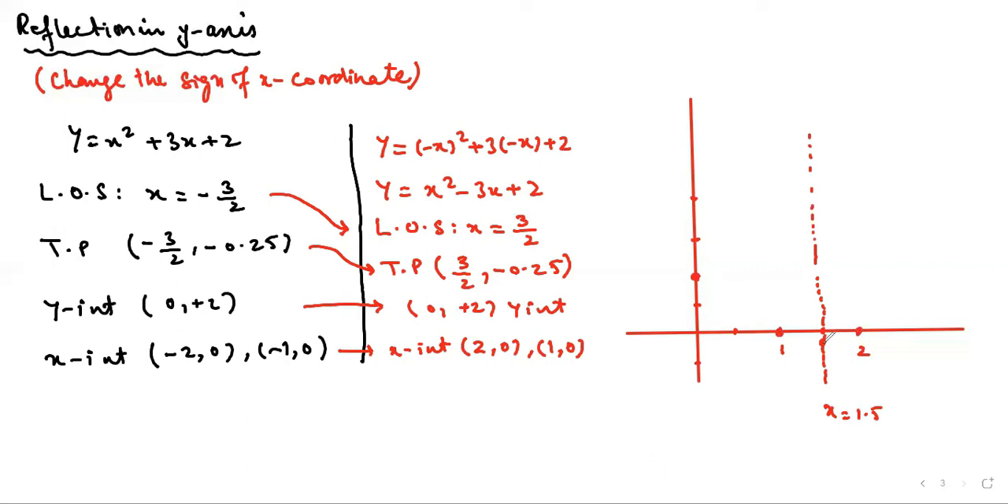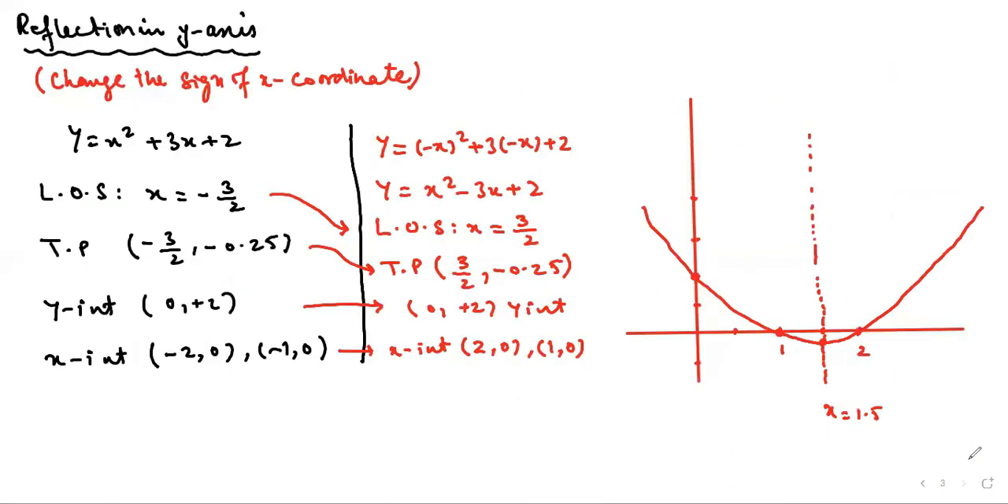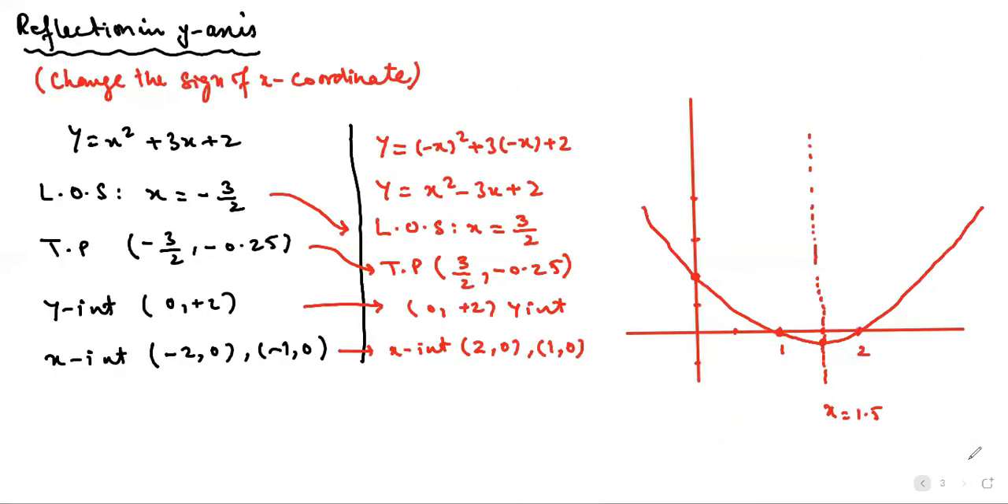Stand at the turning point, pass through the x-intercepts, then from the y-intercept draw the same image on the other side of the line of symmetry. Any problem? Now you can see that this red color curve and this black curve are reflections of each other in y-axis. Is there any confusion? No, sir. Okay.